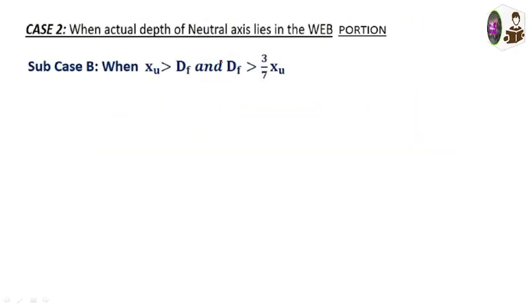So there is another case here, when the actual depth of neutral axis lies in the web portion, when Xu is more than Df and Df is more than 3/7 of Xu. So for this, I will explain simply what the formula and the sketch look like, see.